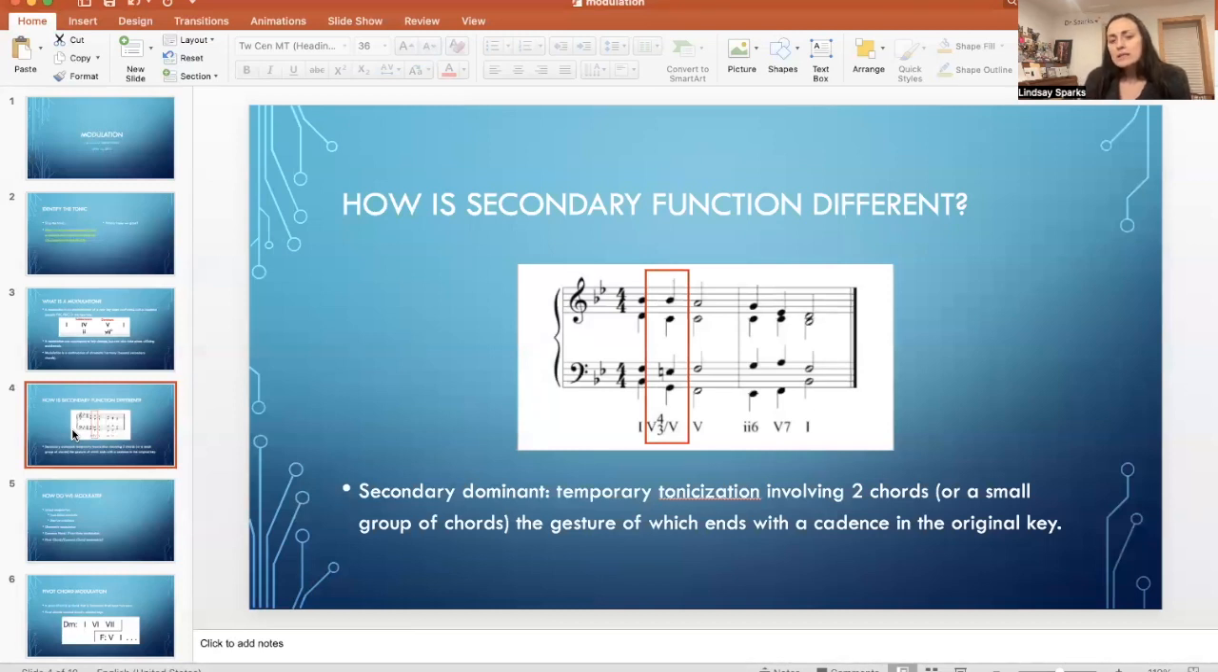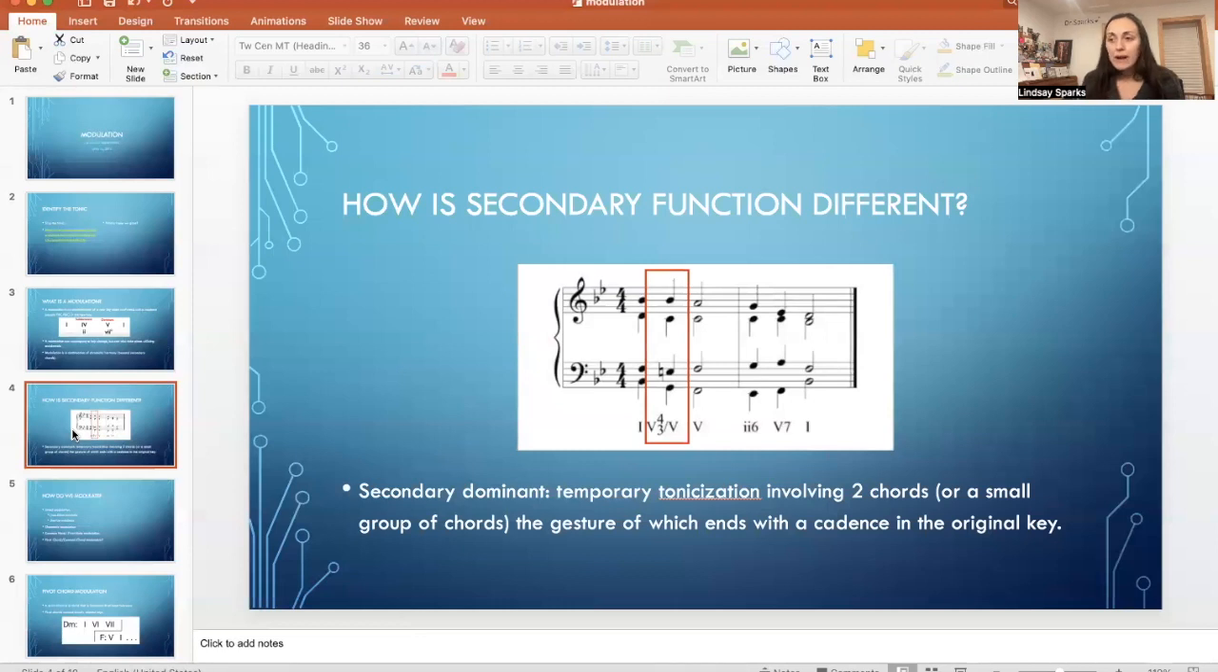So a secondary dominant really is just a seed, okay? It is a singular event, and we call that tonicization. That singular event basically involves two chords, sometimes a very small group of chords, but essentially it is the secondary dominant chord or the secondary function chord, and then its resolution. Afterwards, we go right back into our previous key.